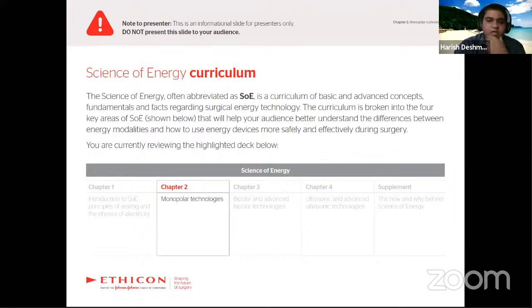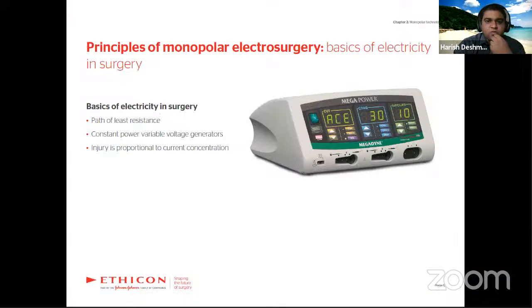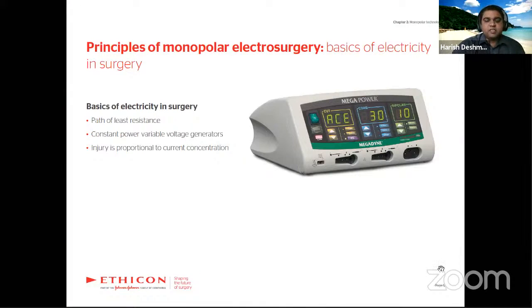This will mainly talk about the monopolar technologies, the electrosurgery units. The principle involved, as we spoke about in the last presentation, is that current always follows the path of least resistance, and the current or power keeps on continuing to flow. Secondly, injury is proportional to the current concentration. The more current is given, the more the injury or damage to the tissue.